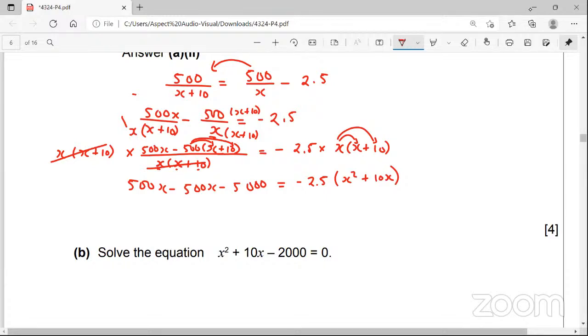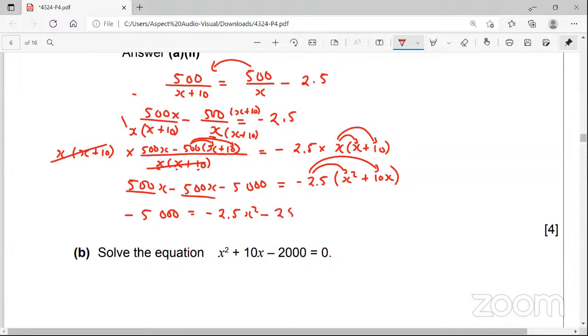Okay. And then 500x minus 500x will give me 0. Okay? And then this side I'll just have negative 5,000, which is equal to negative 2.5x squared. Are we together? So I'll multiply in, and then negative 2.5 times 10 will give me what?